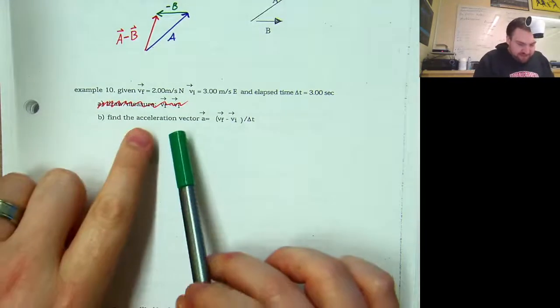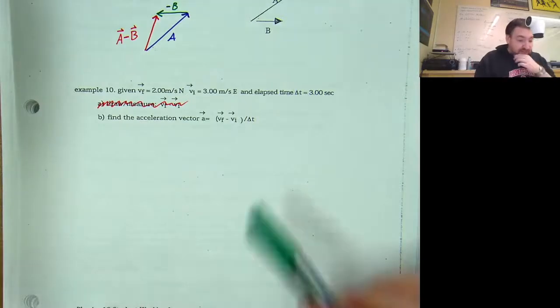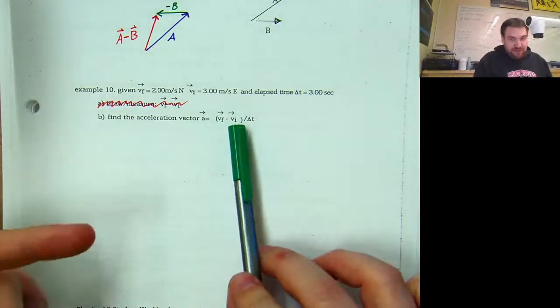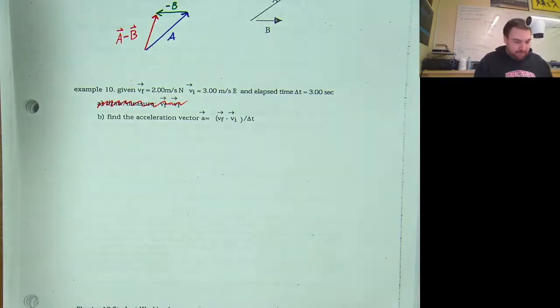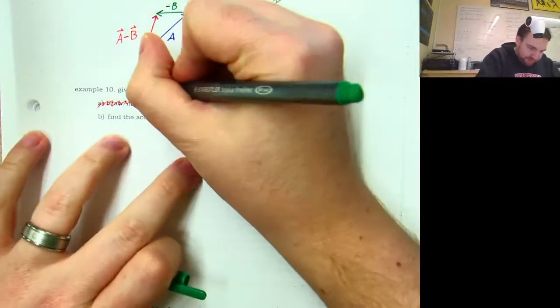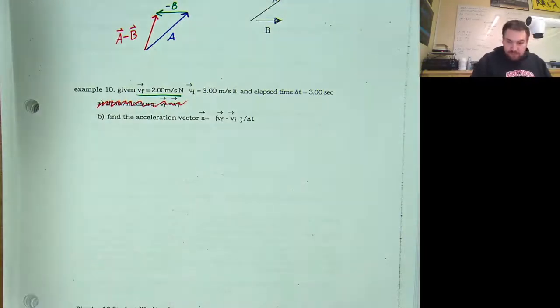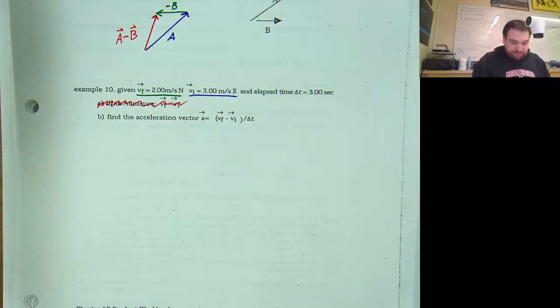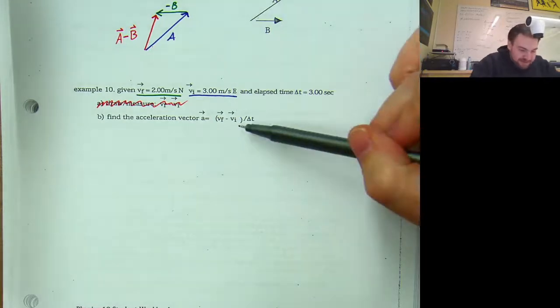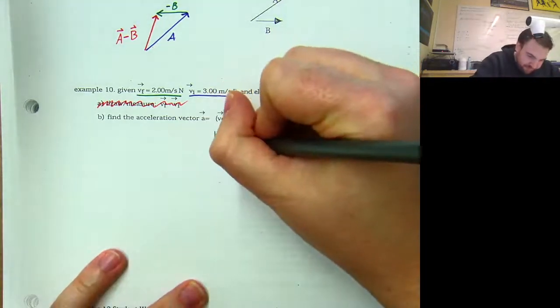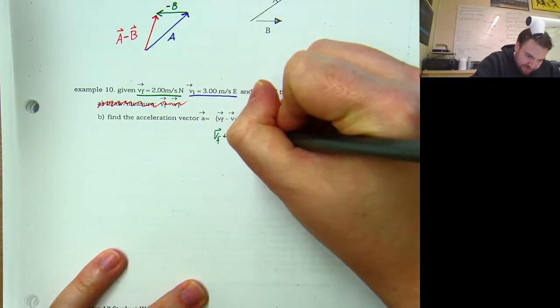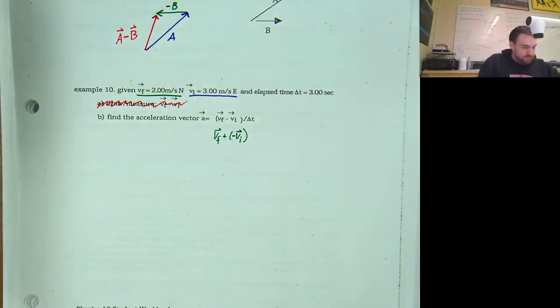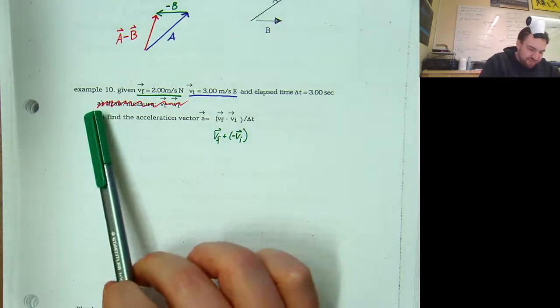So I want to find the acceleration vector a, given that the acceleration is your final velocity minus your initial velocity divided by your change in time. So here's my final velocity in green, my initial velocity in blue. So let's draw this out first. I want VF minus VI. So that's going to be VF plus negative VI.